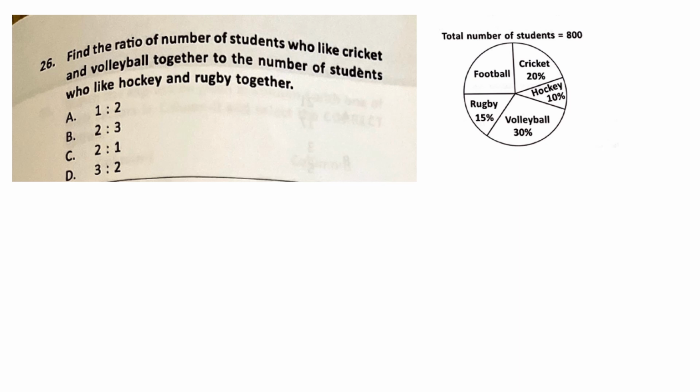So what is the percentage of cricket? It is 20%, and for volleyball it is 30%. So if I add 20 plus 30, 50%. 50% means 50 by 100 means half. So half of 800 will give me 400. So cricket plus volleyball is 50% of 800. And 50% means 50 by 100 into 800. You can do it mentally also. I'm just giving you the detailed explanation. So it will be 400.